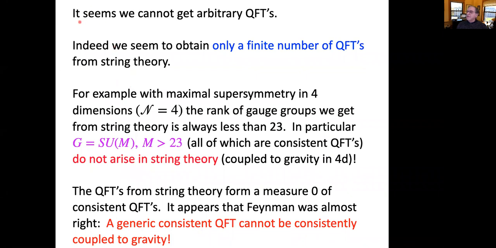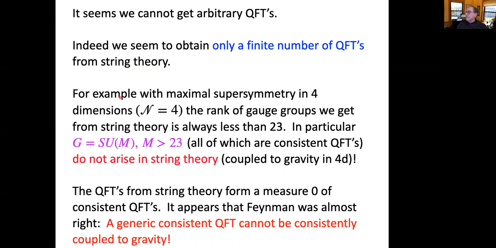It seems from what we have learned in string theory that the answer for this is no. We cannot get arbitrary quantum field theories. Indeed, we seem to obtain only a finite number of quantum field theories from string theory, a finite number, when the number of consistent quantum field theories is infinitely many.